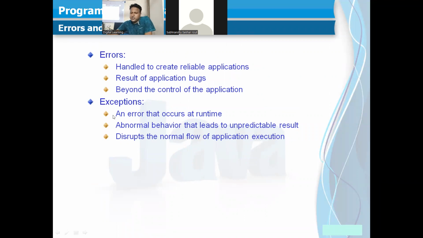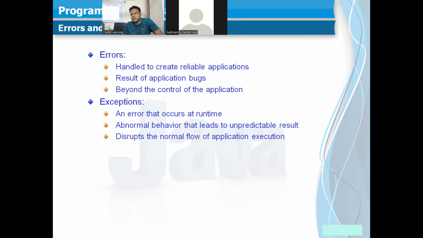Errors and exceptions. What is an error? An error is handled to create a reliable application. It is a result of application bugs. It is beyond the control of the application. Okay, meaning an error is something the application cannot control by itself. एरर आएगा वो आपको स्टॉप कर देगा एग्जीक्यूशन.